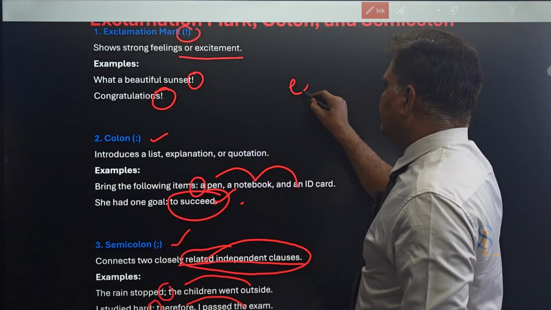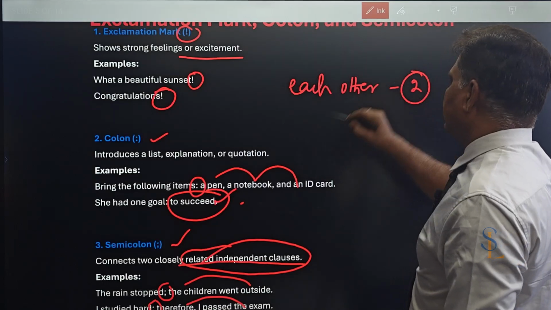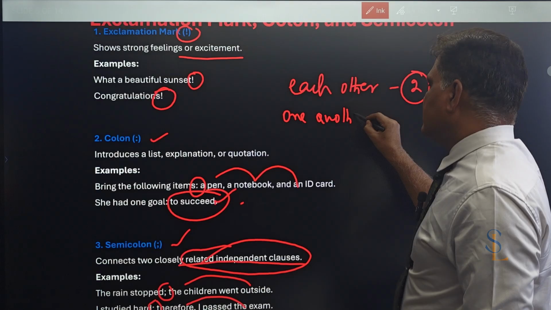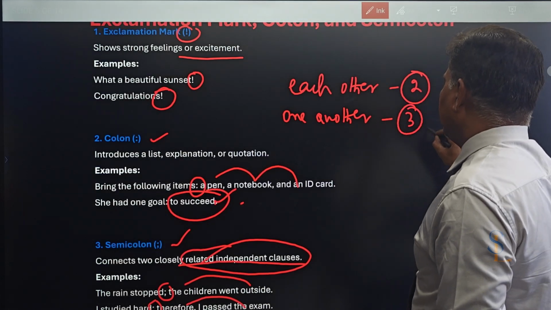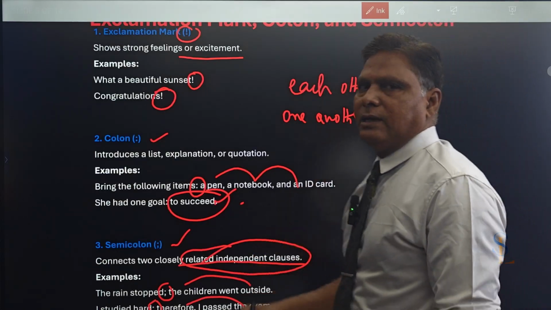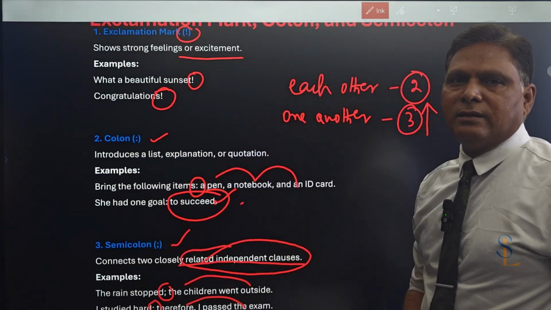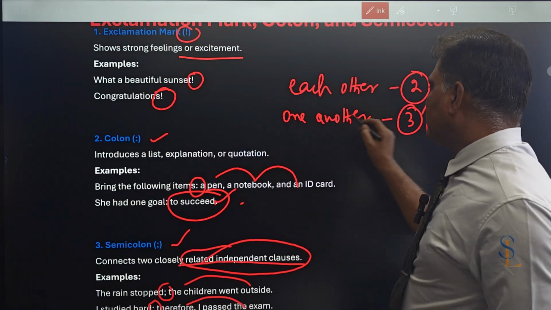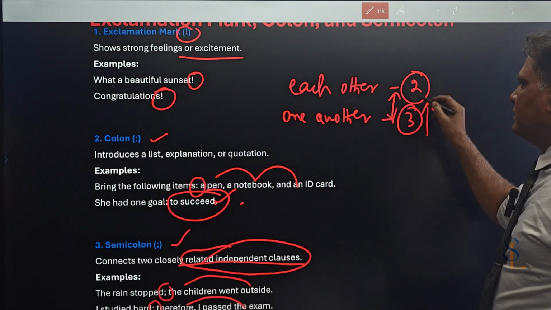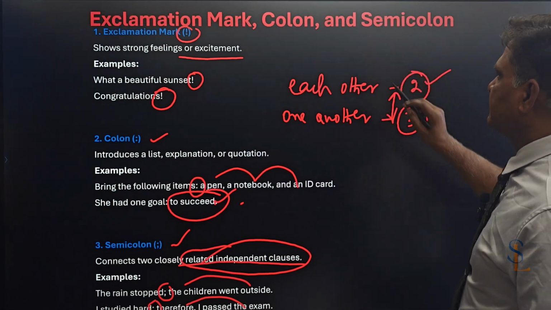So here you need to understand: each other is used whenever you are comparing between two, and one another is used when you are comparing among three or more. So that is very, very important, because I've seen many people go wrong as far as using each other and one another. They go across combination. They use each other with three or more. They use one another between only two. So don't make that mistake.